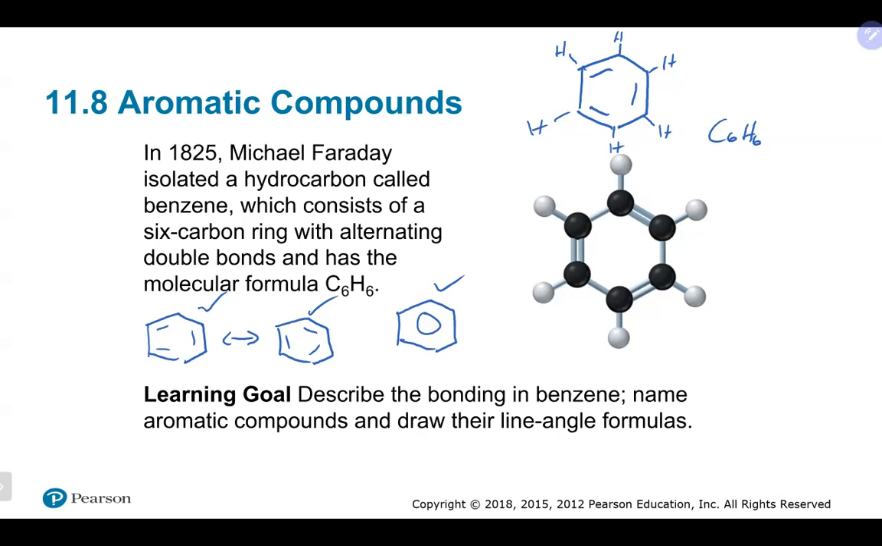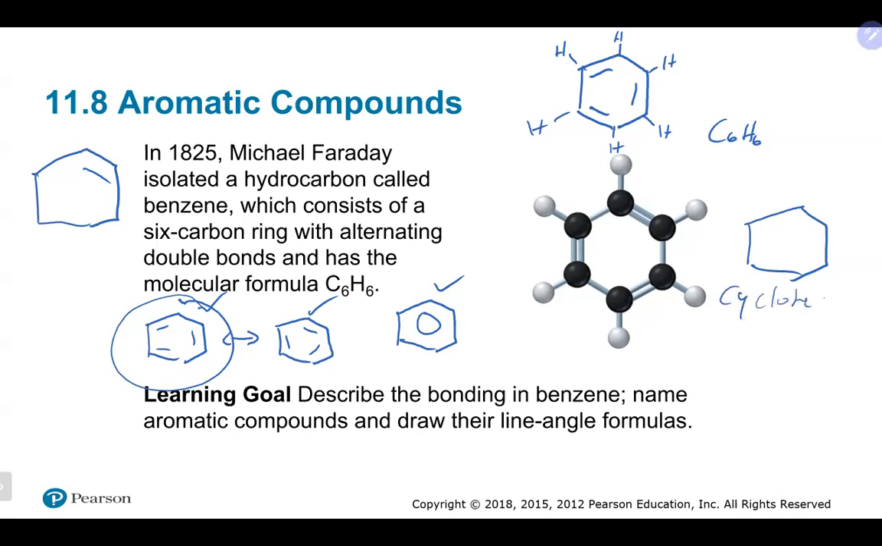It should not be confused with what we saw earlier, which is cyclohexane, no double bonds, nor should it be confused with cyclohexene with 1 double bond. This one has 3 double bonds. So benzene has 3 double bonds. So these are different things. This is cyclohexane. This is cyclohexene, and then these are benzene. So benzene is the functional group of aromatic compounds.